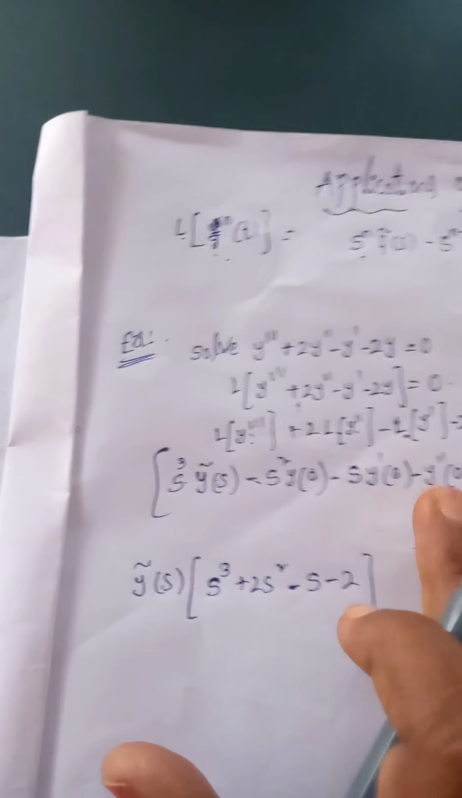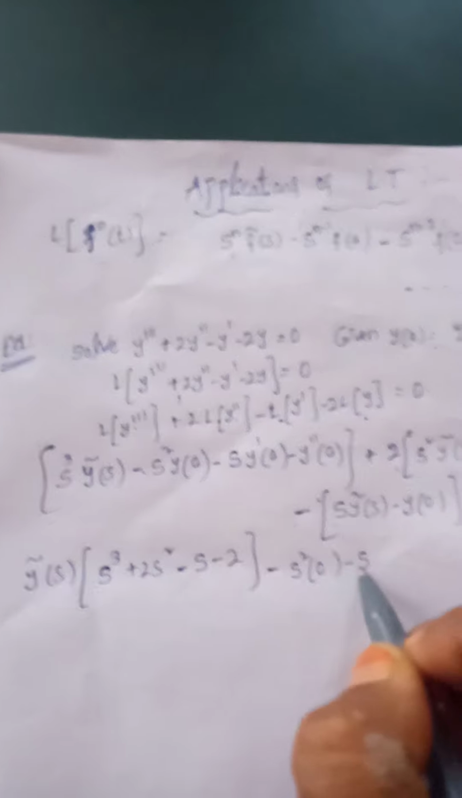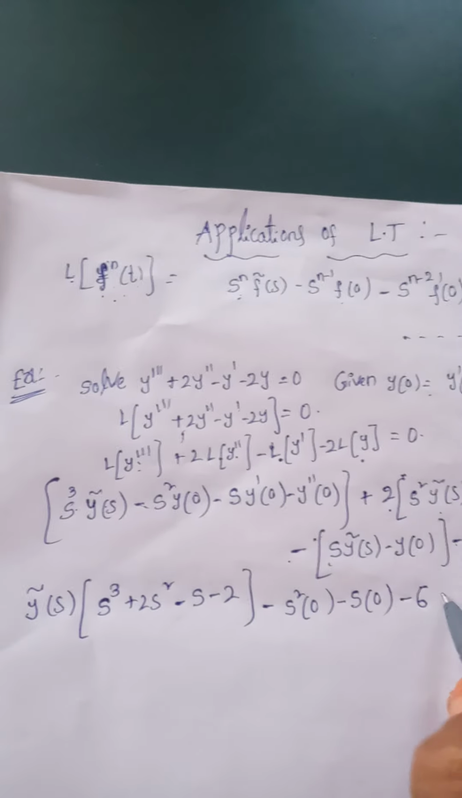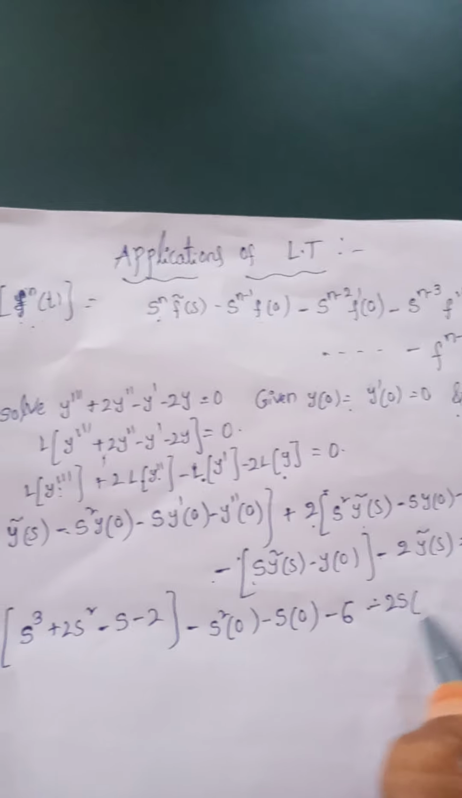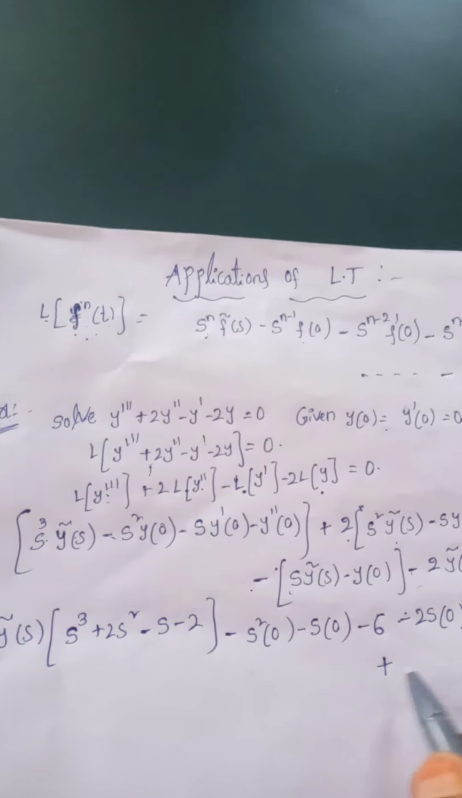First you take the common y bar s. Next, for the remaining terms you can apply the conditions: s squared into y of 0, which is 0, y dash of 0, which is 0, y double dash of 0, which is 6, minus 2s into y of 0, which is 0, minus 2 into y dash of 0, which is 0, plus y of 0, which is 0.